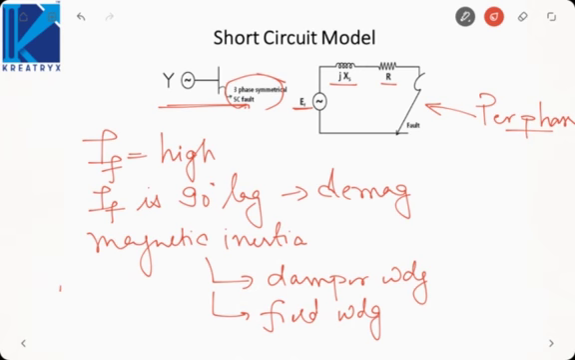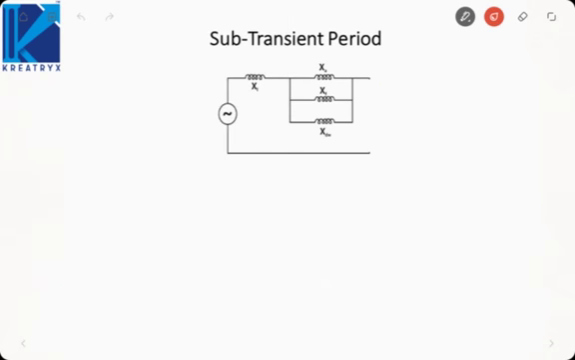So now what will happen is, as the flux is induced, the initial period is called the subtransient period. There we will have leakage reactance and armature reaction. Since flux is induced in the field winding and damper winding, they will also have some flux. So this will be the model of the synchronous machine.